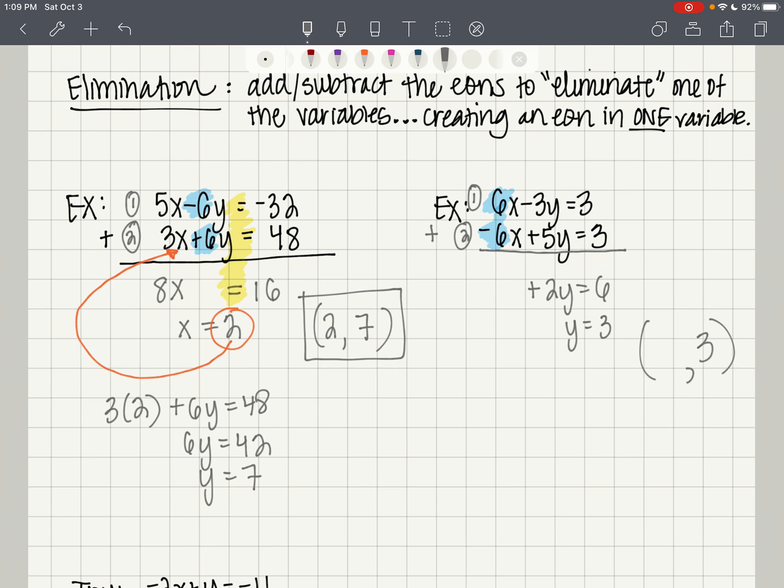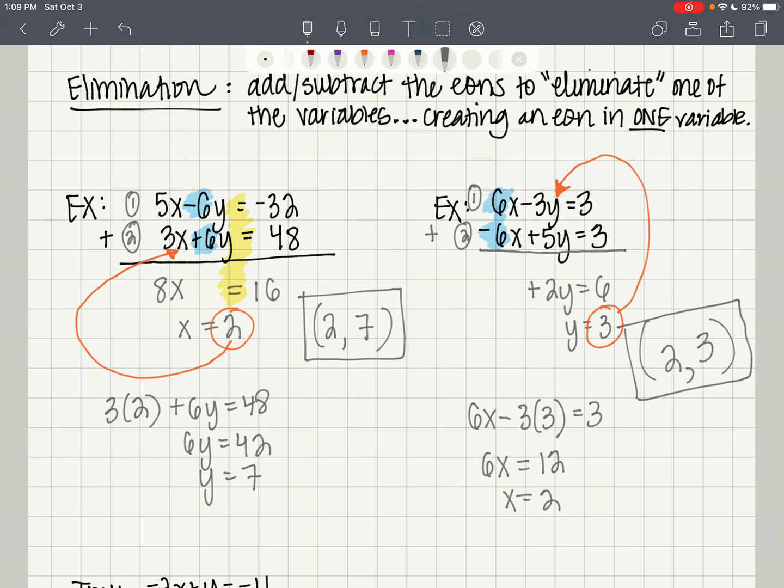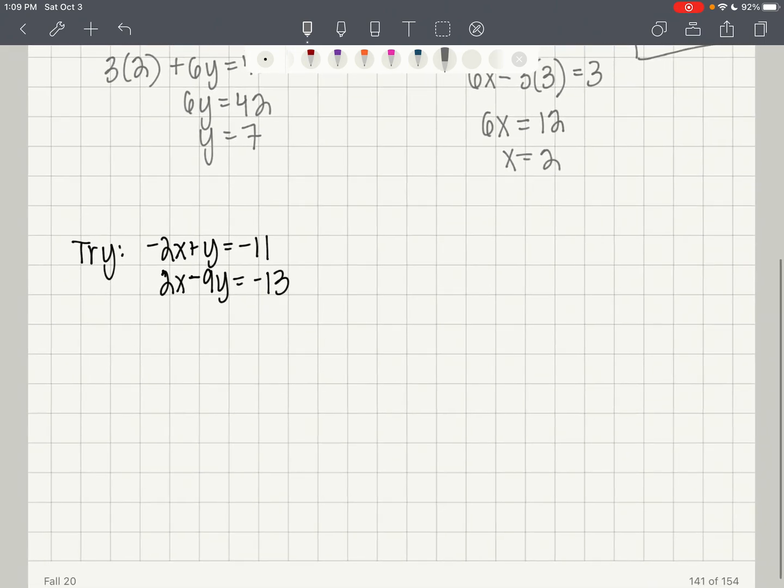Keep in mind that the y is the second value in the ordered pair. So we're going to take that 3, we're going to put it back into one of the equations in place of y. 6x minus 3 times 3 equals 3. Well, that would be minus 9. If we add that to both sides, we get 12. And x equals 2. And that's our solution. Here's one for you to try.